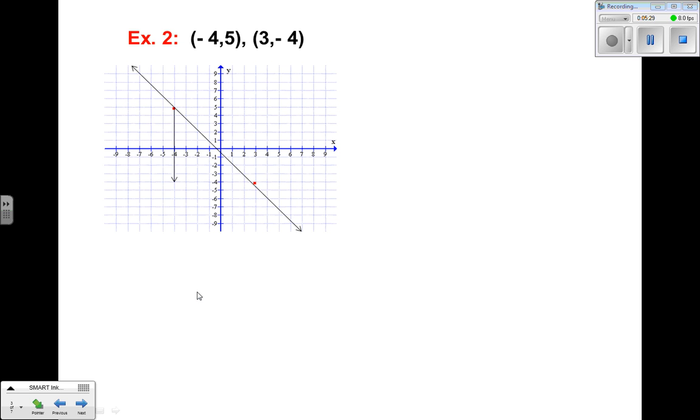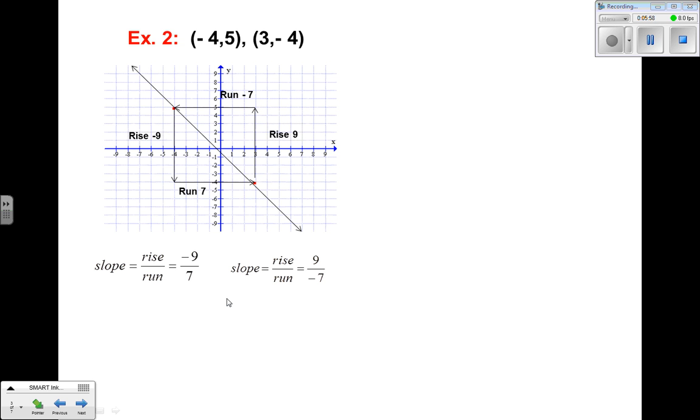I count downward 9 squares, so that's a rise of -9. Then I count to the right 7 squares, which is a run of +7. I calculate my slope, rise over run, and I have -9 over 7. Starting at the bottom point, I count up +9 and to the left, which is in the negative direction, -7. I calculate the slope as well, rise over run, which is 9 over -7.